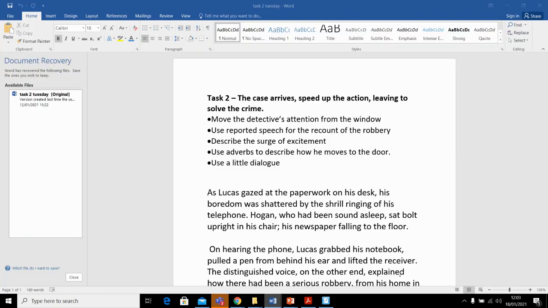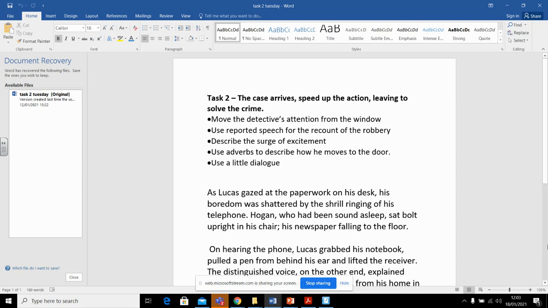Hello, children. So today, you are moving on in your piece of writing. Yesterday we looked at relative clauses, so we're hoping that today you can use those in this piece of writing. On Monday you wrote the introduction to your crime story, your detective story, and now you're going to move on to task two, which is the second part of the piece of writing, where the case actually arrives in the office. The action speeds up and you set off to leave to solve the crime.